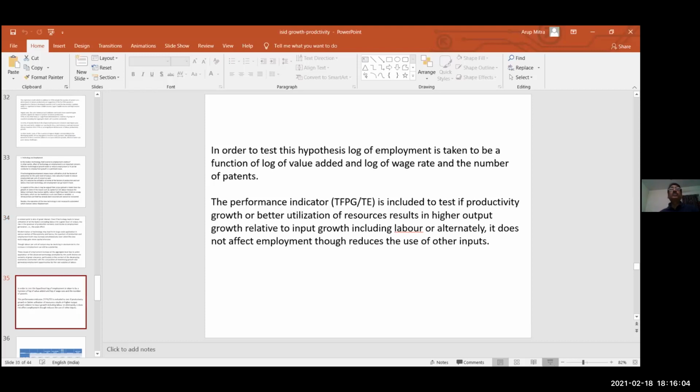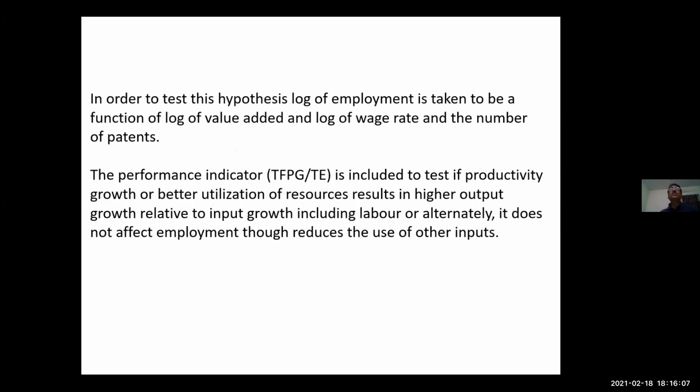So in order to test this hypothesis, we have regressed log of employment on log of value added, log of wage rate, and the number of patents. The performance indicator is taken in terms of TFPG and also TE alternately. So one set of regressions is taken in terms of TFPG and another set in terms of TE.